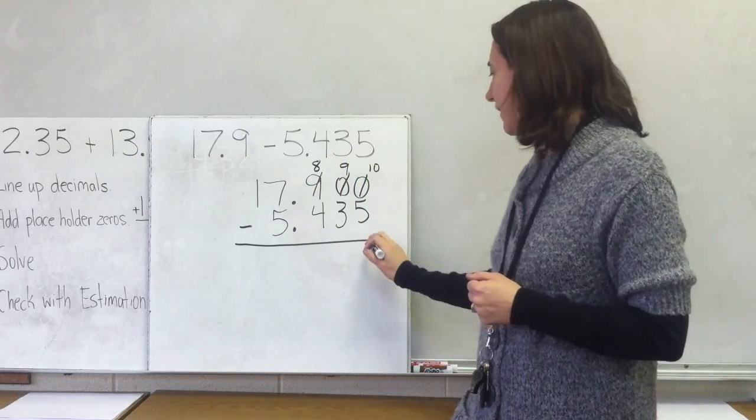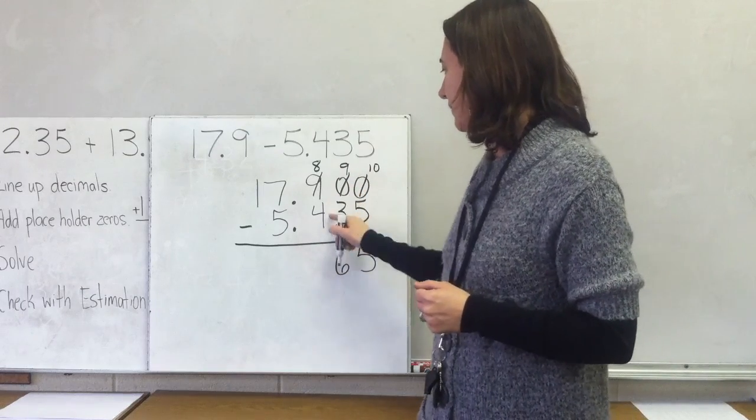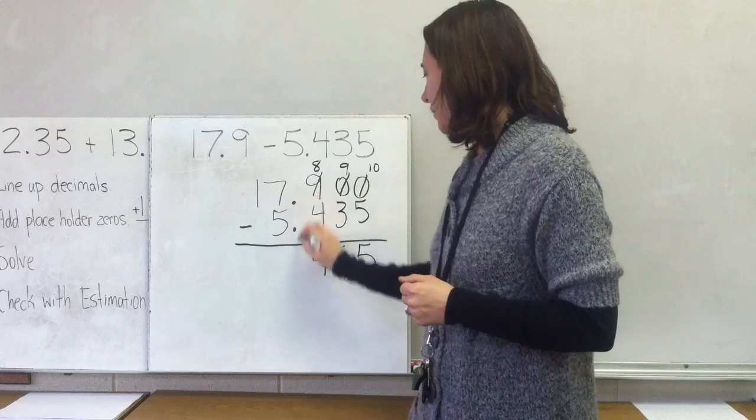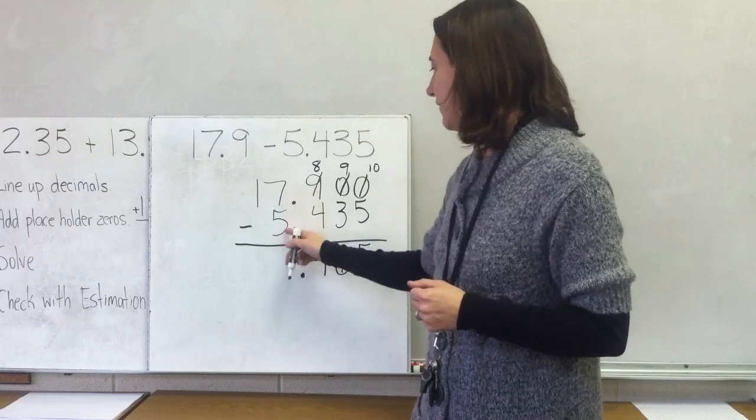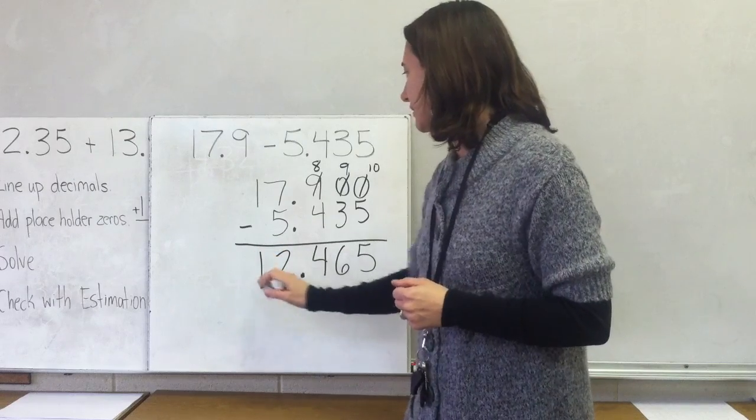10 minus 5 is 5. 9 minus 3 is 6. 8 minus 4 is 4. Bring down your decimal. 7 minus 5 is 2. 1 minus 0 is 1. 2.